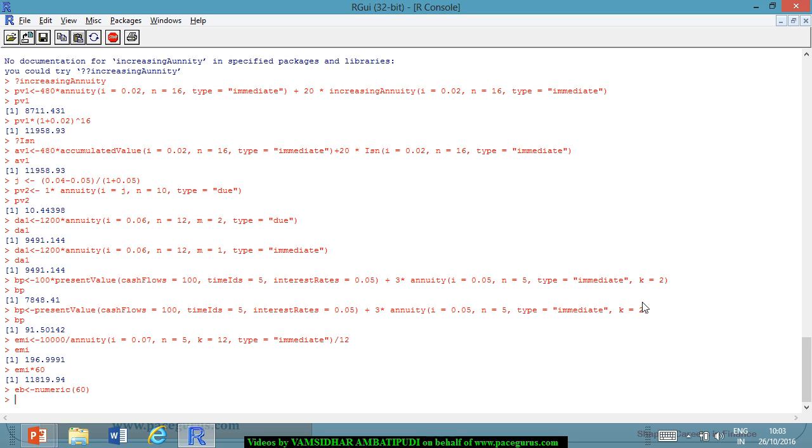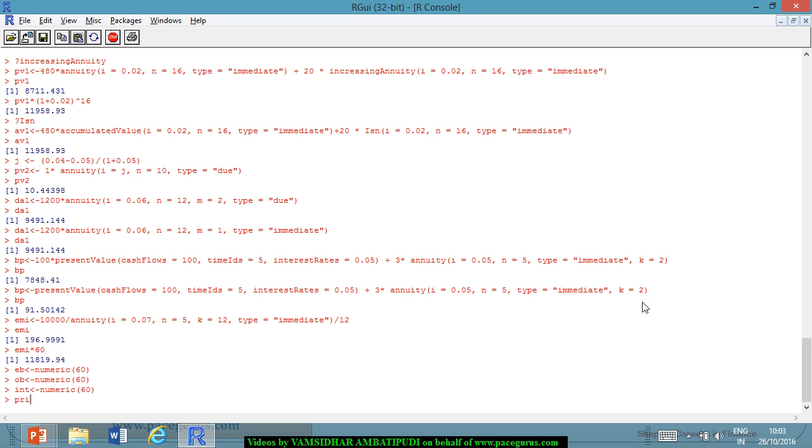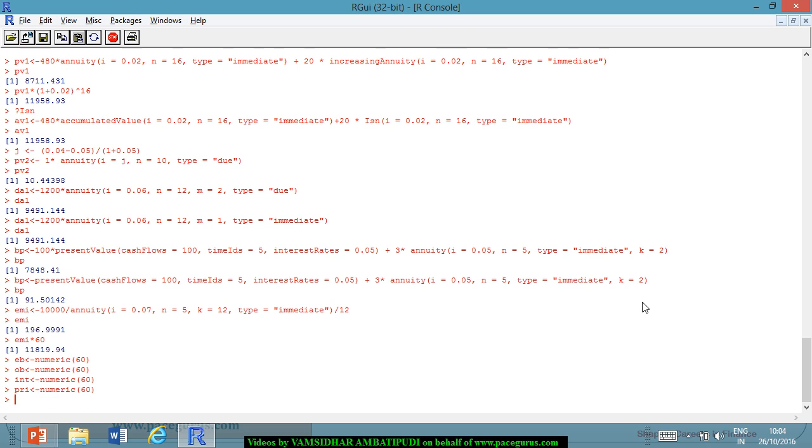Then I'll take the opening balance as also another numeric variable with 60. Similarly, the interest portion of it, I'll take it as another numeric with 60, and the principal part of it, I'll take it as numeric with 60. Each one of the variables I am considering to be an array with 60 because I have to prepare a table for 60 periods.